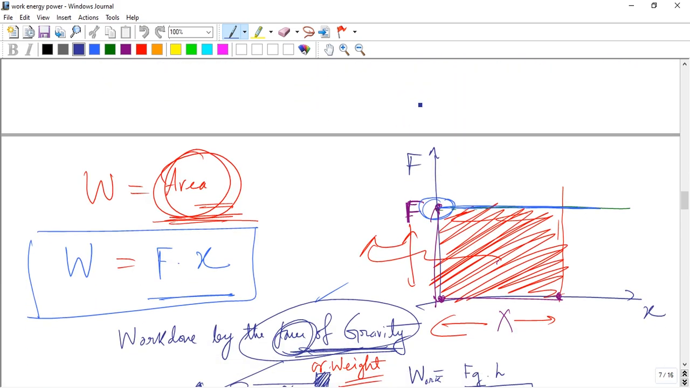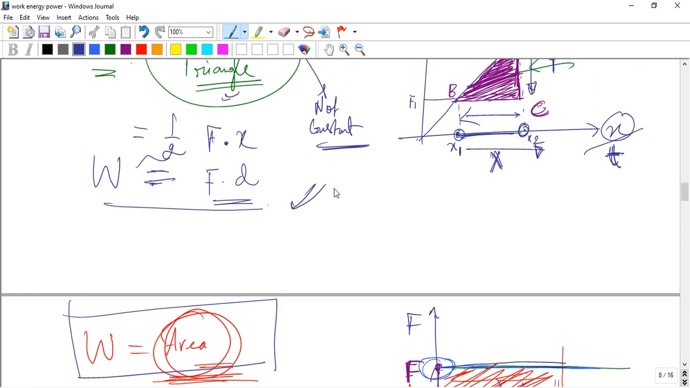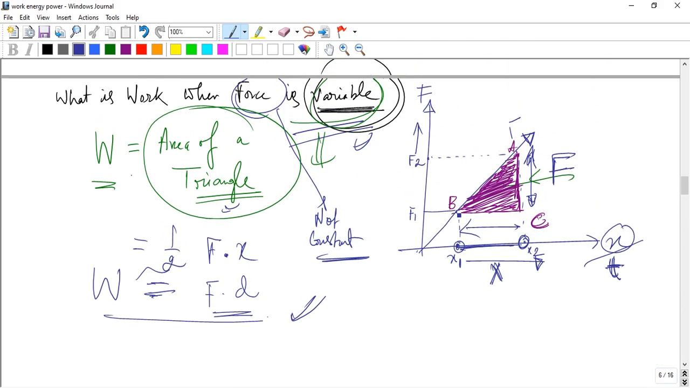If there is confusion here, some student asks, so if that is a position, there is an initial position x equal to 0, and here some final position x equal to x final. So that is a displacement and there is a constant force. So that is work done. In this case the area represents the work done, whether the force is variable or the force is constant. That's important.